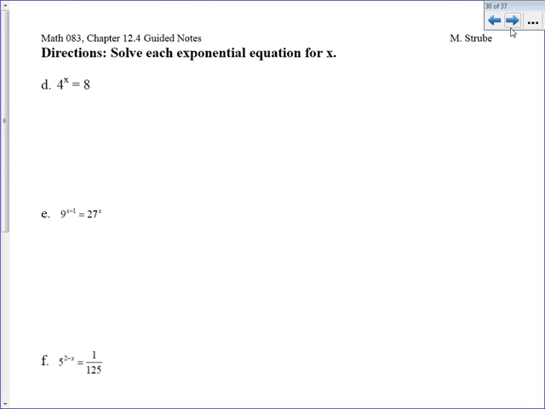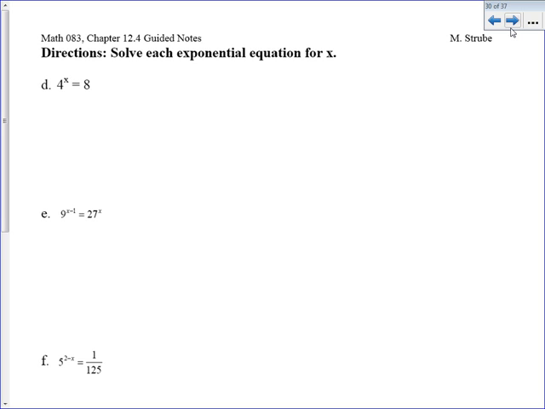All right, D. D is the first one that you could not just look at and solve. 4 to what power gives me 8? Well, we know 4 to the first is 4, and we know 4 squared is what? 16. So it's somewhere between 1 and 2, which means it's going to be a fraction. But when these answers are fractions, they're no more difficult to find.